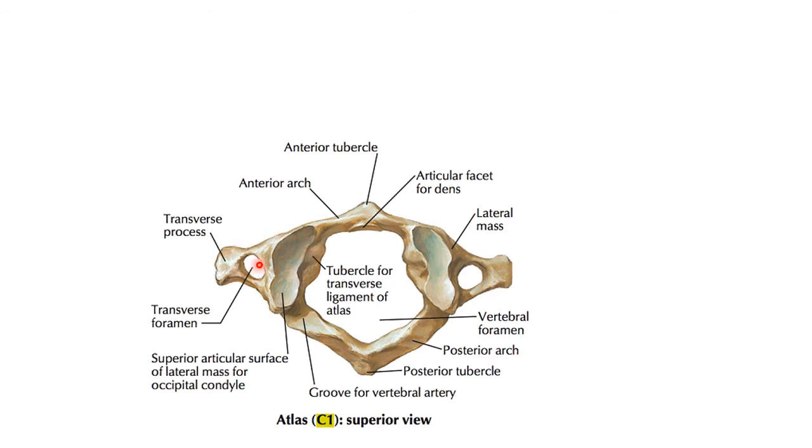The transverse processes project laterally from the lateral mass. They are strong and larger than those of the other cervical vertebrae. These elongated transverse processes act as efficient levers for the rotation of the atlas vertebra. When the atlas vertebra rotates, these act as levers.